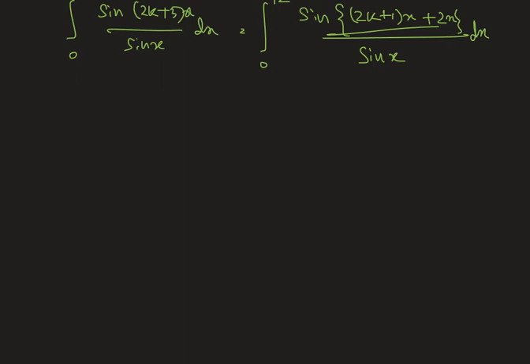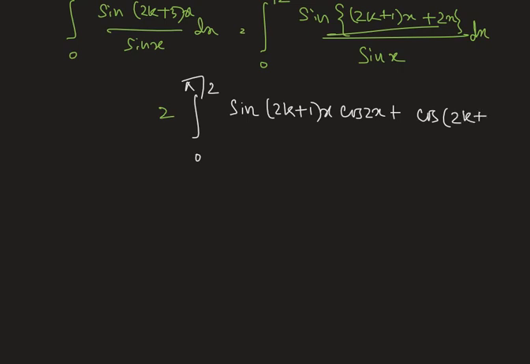Now we expand this portion, therefore we get integration 0 to pi by 2 of sine (2k plus 1)x cos 2x plus cos (2k plus 1)x sine 2x, whole divided by sine x, dx.